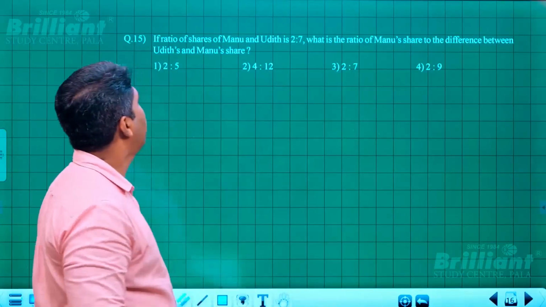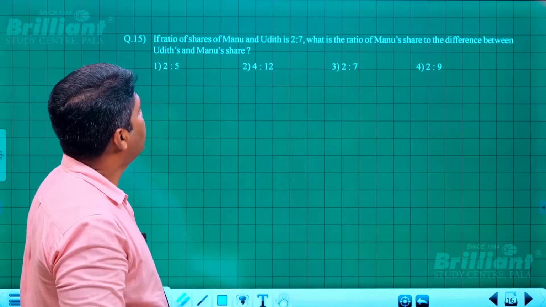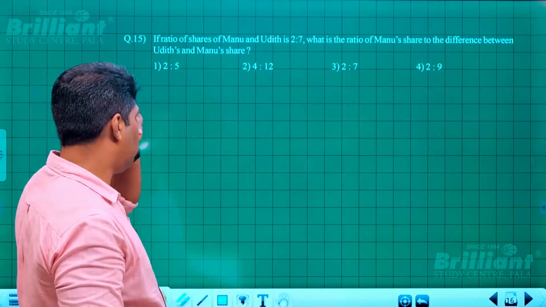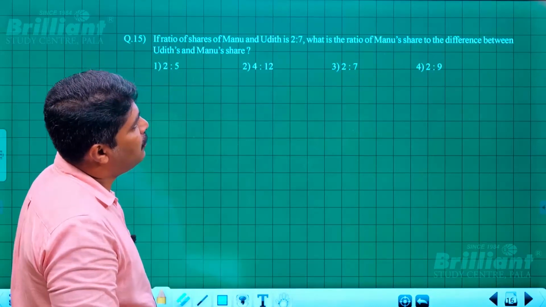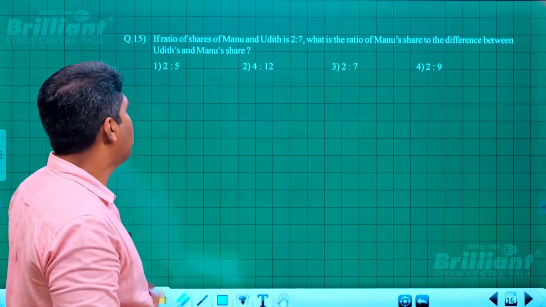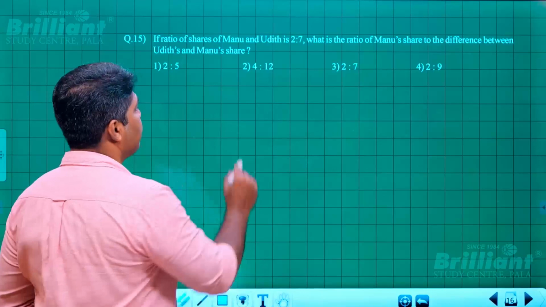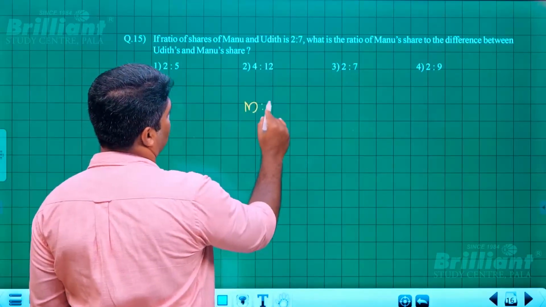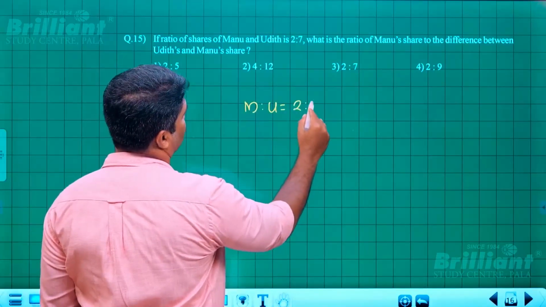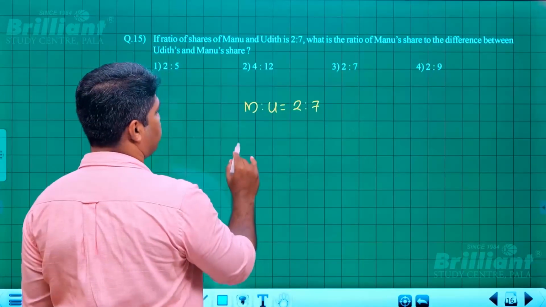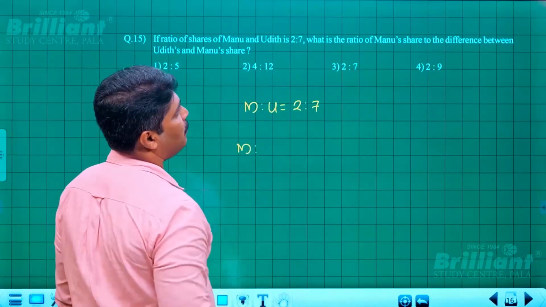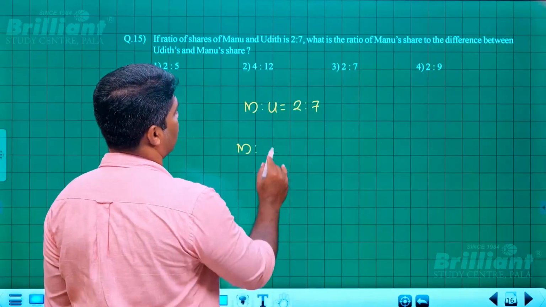Next question. If the ratio of shares of Manu and Udit is 2 is to 7, what is the ratio of Manu's share to the difference between Udit and Manu's share? So here, Manu and Udit, that is 2 is to 7. What are we going to find out? What is the ratio of Manu's share to the difference between the shares of Udit and Manu?